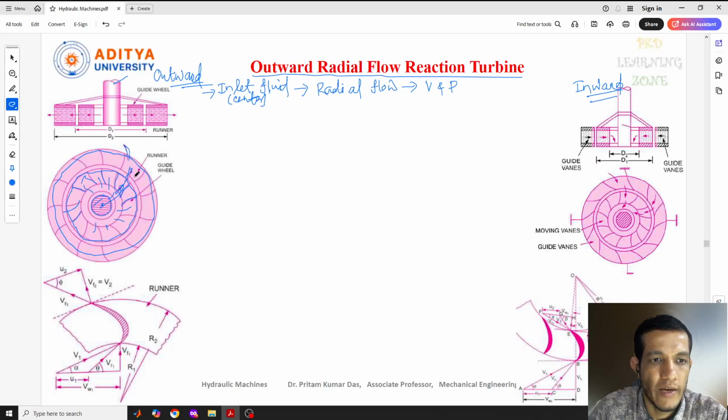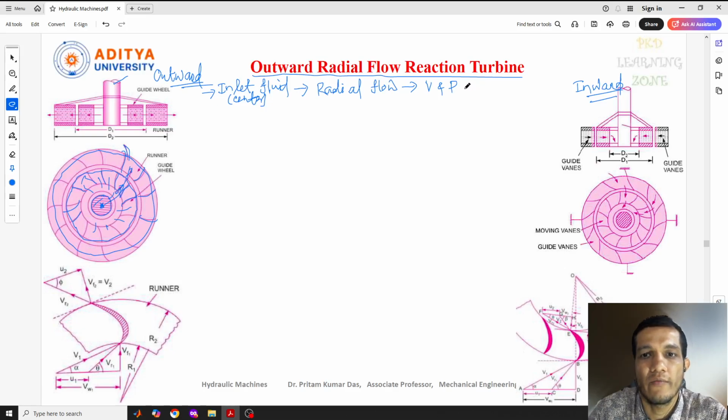In the runner also, a number of blades are fixed. When it starts rotating, you can see the water will be going outside. The water will start moving outside, and through this runner it will go out. So this is the principle. And meanwhile, as I told you, the pressure and velocity will change because the fluid starts moving through the blades, so the pressure will start decreasing.